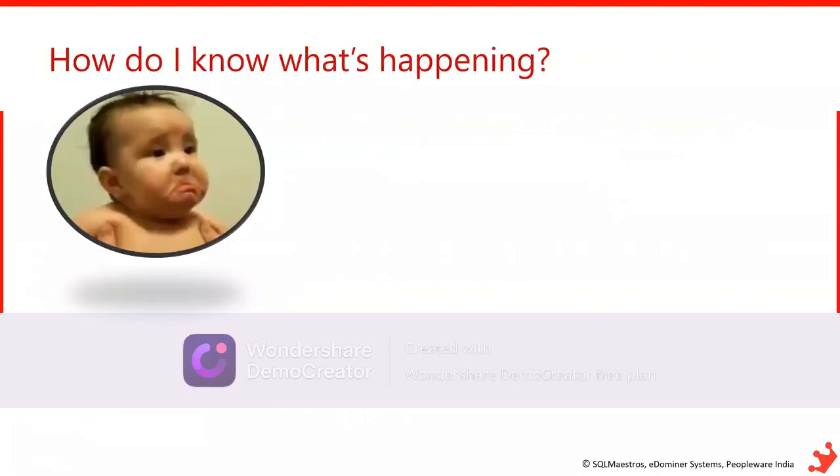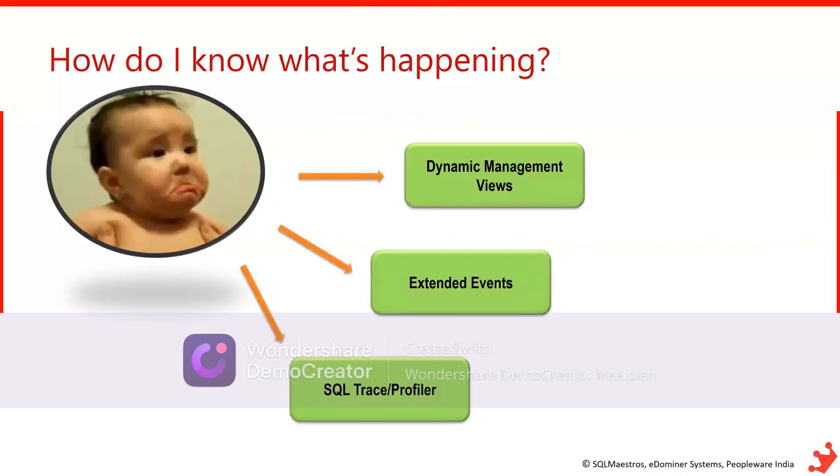Now, how do you know what's happening? So the idea is, I'm talking about waiting and I'm talking about running. Now, running is fine, but when it is waiting, you want to find out what it is waiting for. So how do you know, and how could you investigate or troubleshoot? Well, there are three tools, popular ones that you can use: dynamic management views, extended events, and you can also use SQL Trace and Profiler.